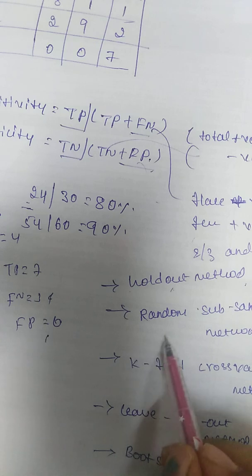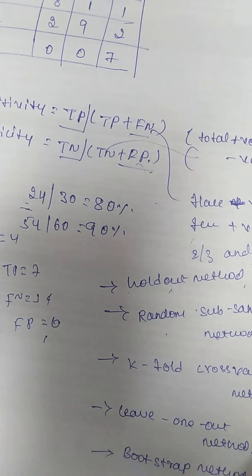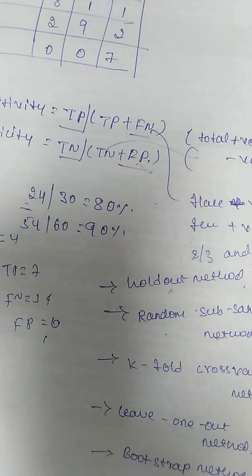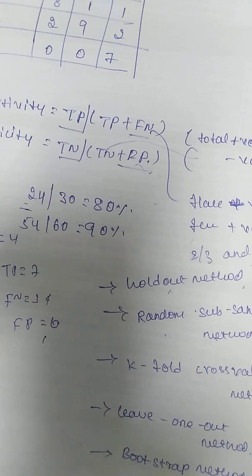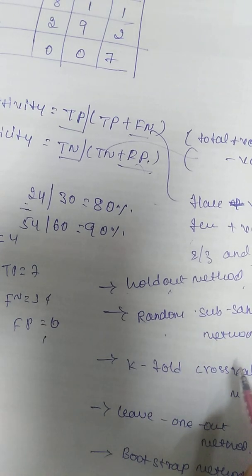Next one is the random subsampling method. Random subsampling method is very much like the holdout method, but it does not use only a single test data. We can repeat the holdout estimation several times, and the accuracy estimate we can obtain by computing the average, so we can produce a better error estimation in the random subsampling method.